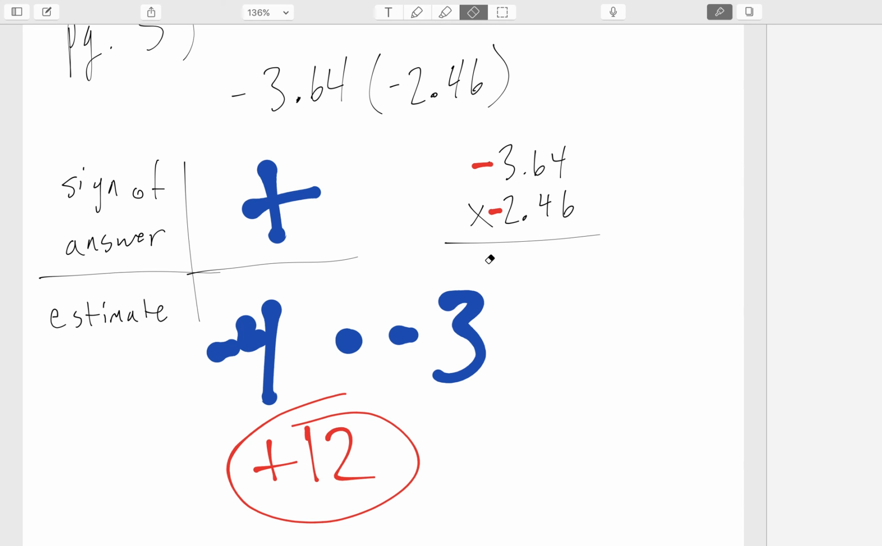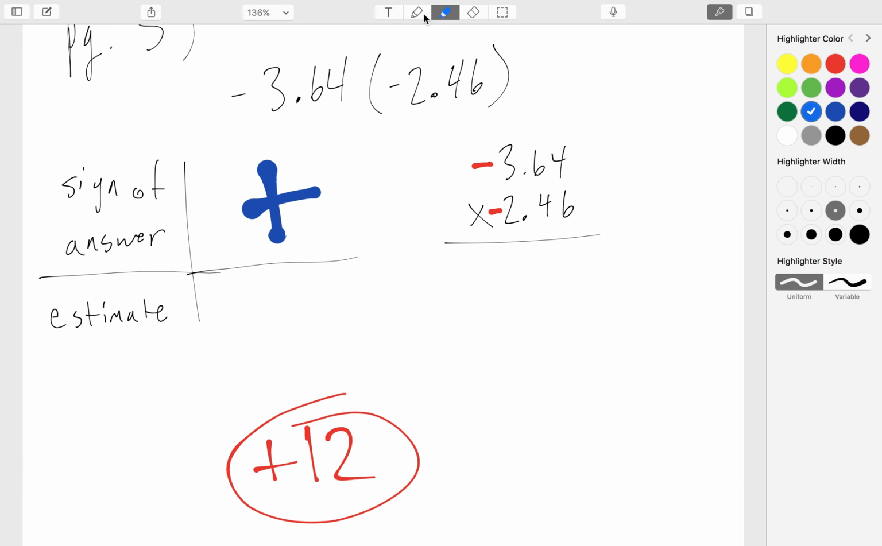Now, all you need to do is practice multiplying. So I'll leave this one for you to try out. So pause the video, try multiplying this one out.